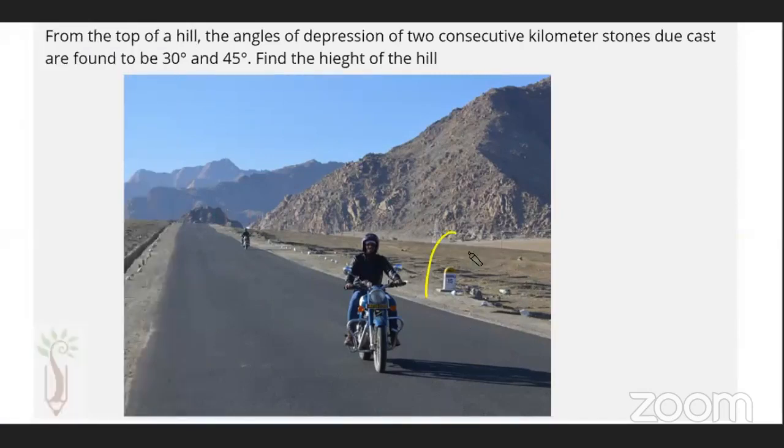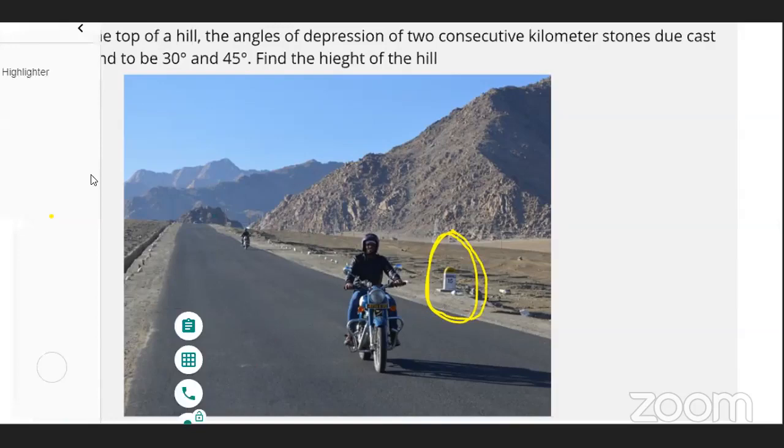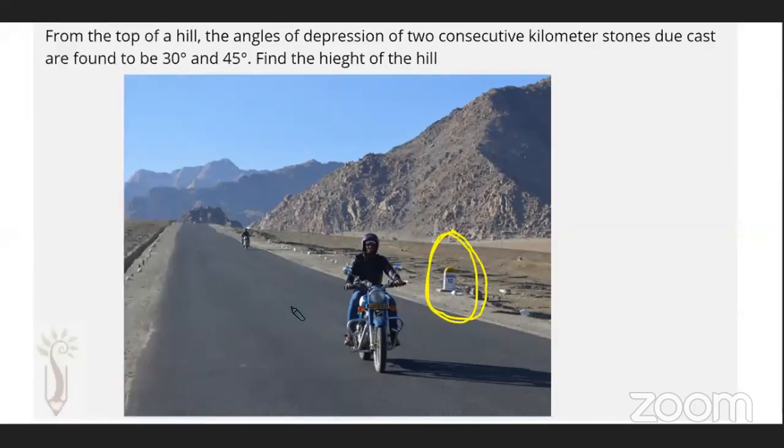Have you seen these types of stones on the highway road? What is written on them normally? Kilometers. That is called the kilometer stone. Now, in the question, they are saying from the top of a hill, the angle of depression of 2 consecutive kilometer stones. Consecutive means one after the other.